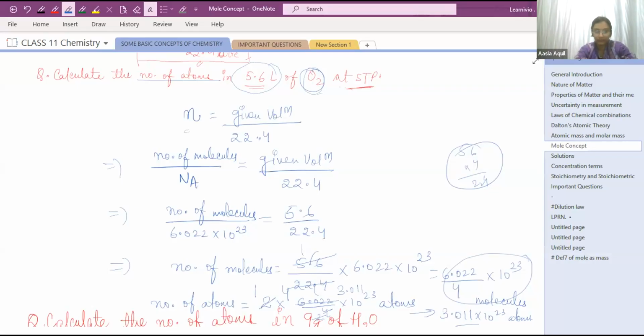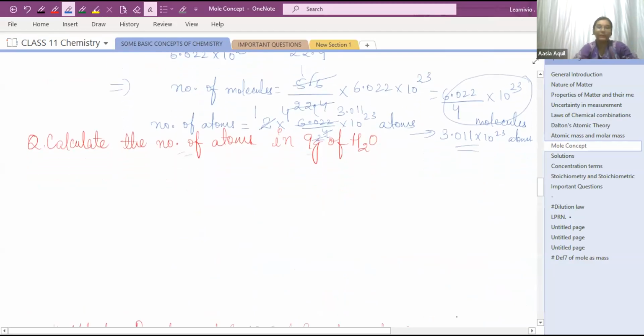Next question. A similar question is there. Here 9 gram of water, H2O, is there. So first calculate the number of molecules, right? And after that, just multiply by the total number of atoms in water, H2O. H2O contains 3 atoms, right? 2 hydrogen and 1 oxygen. So at last, you have to just multiply it by 3 to get the number of atoms. It's very simple. Do this question and tell me the final answer.